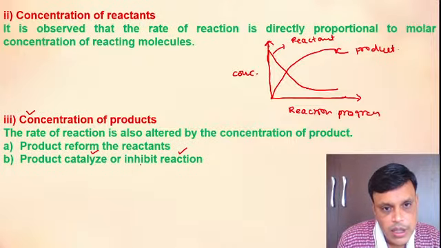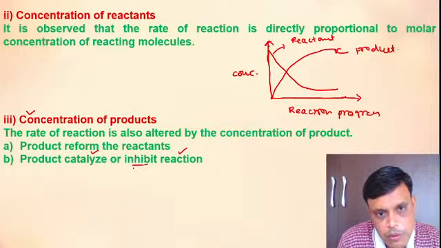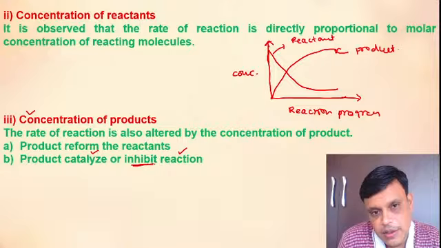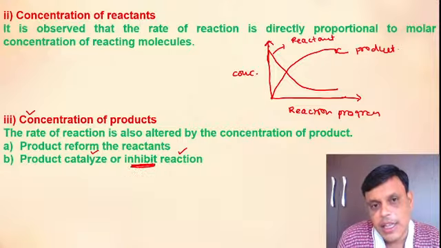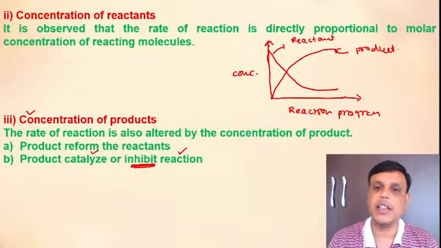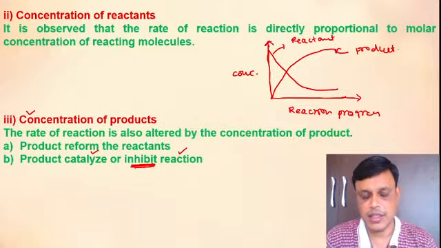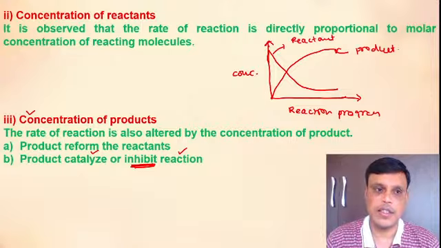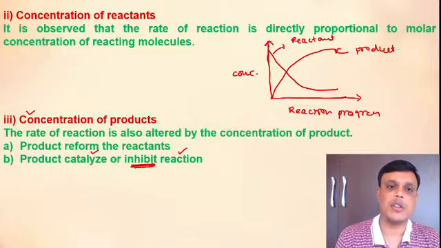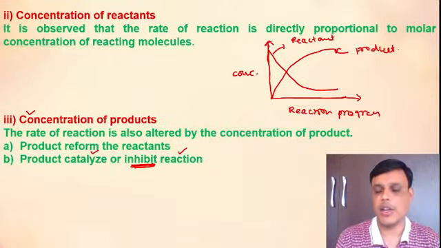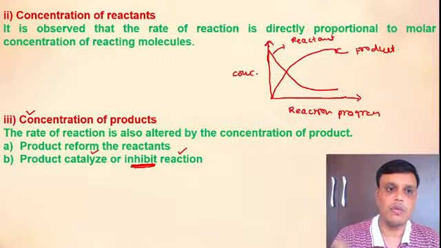In the second case, the product formed inhibits the reaction. Product form हो रहा है and that product inhibits the reaction. In such cases, the rate of reaction decreases. So the concentration of product also alters the rate of reaction. This is the third point.